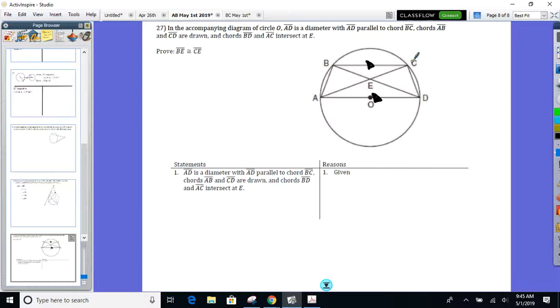Can we find 2 triangles that have BE and CE in them? There's a lot there. I know, I get it. This one's a tough one. But can you find 2 triangles? One triangle that's got BE, another triangle that's got CE in it, that look like we can prove them congruent?